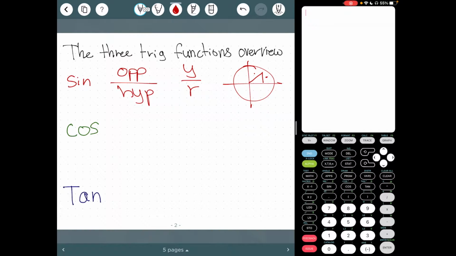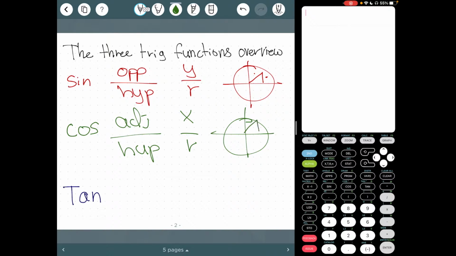The next one is cosine, and cosine is adjacent over hypotenuse, which on the unit circle is x over r. So that is the x value down here and over the radius.